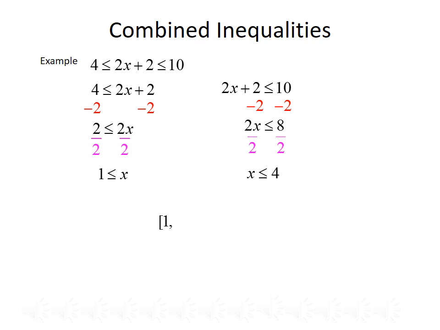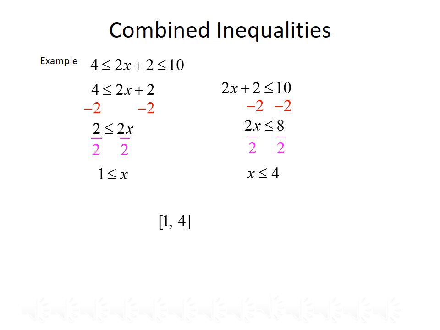If we want to write this in interval notation, we know that 1 is less than or equal to x, so 1 is our small number. That will go on the left side of our interval with a square bracket since it's included. And we know that 4 is greater than or equal to x, so 4 is our big number. That will go on the right side of our interval. It will also be represented by a square bracket since it is included. And so our interval will be square bracket 1 comma 4 square bracket.